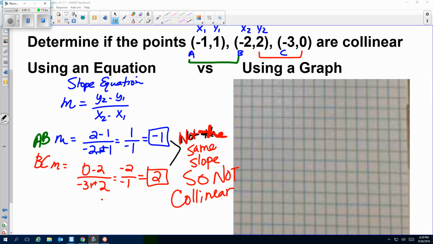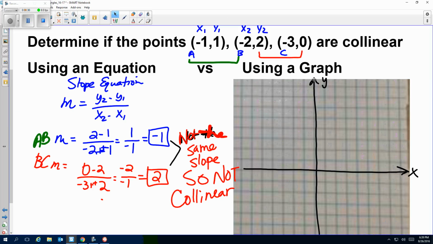So if a graph's not provided, you need to get some graph paper, ask for some graph paper, or just draw your x and y axis. So I'm just going to kind of trace up here an x and y axis. So here's my x, here's my y. And what I do is I'm going to do 2 points again at a time.